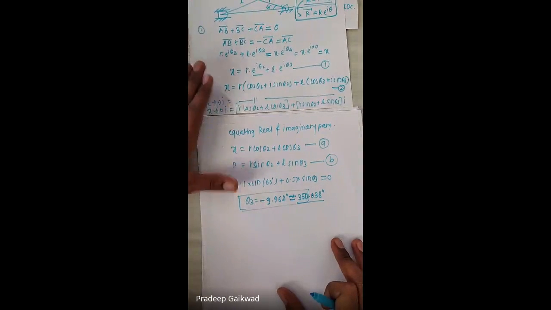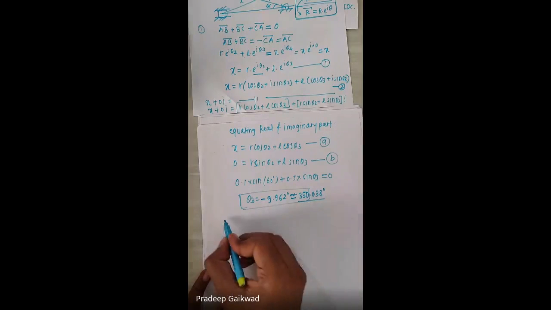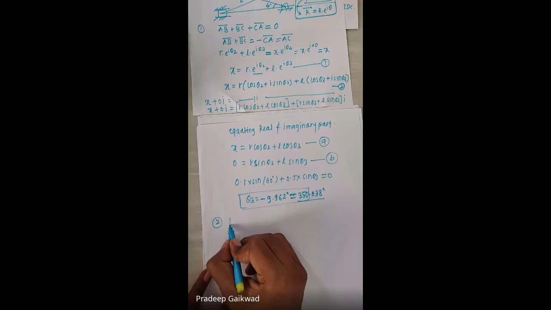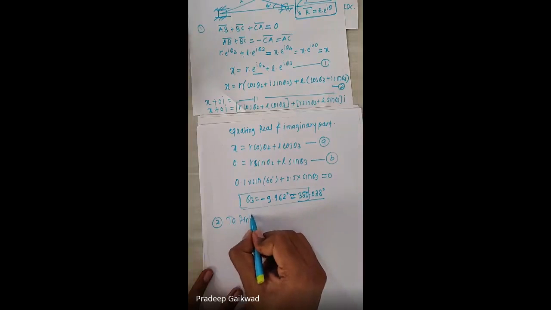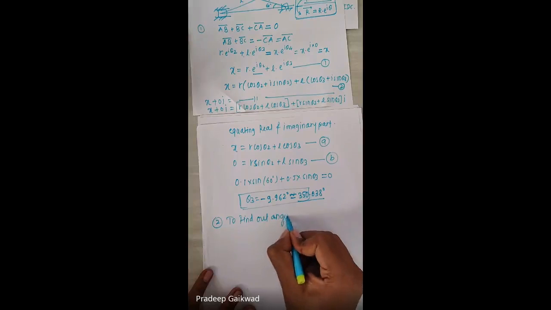Now, the next task is to find the angular velocity of the connecting rod. Now that we have found theta 3, the second task is to find the angular velocity of the connecting rod.